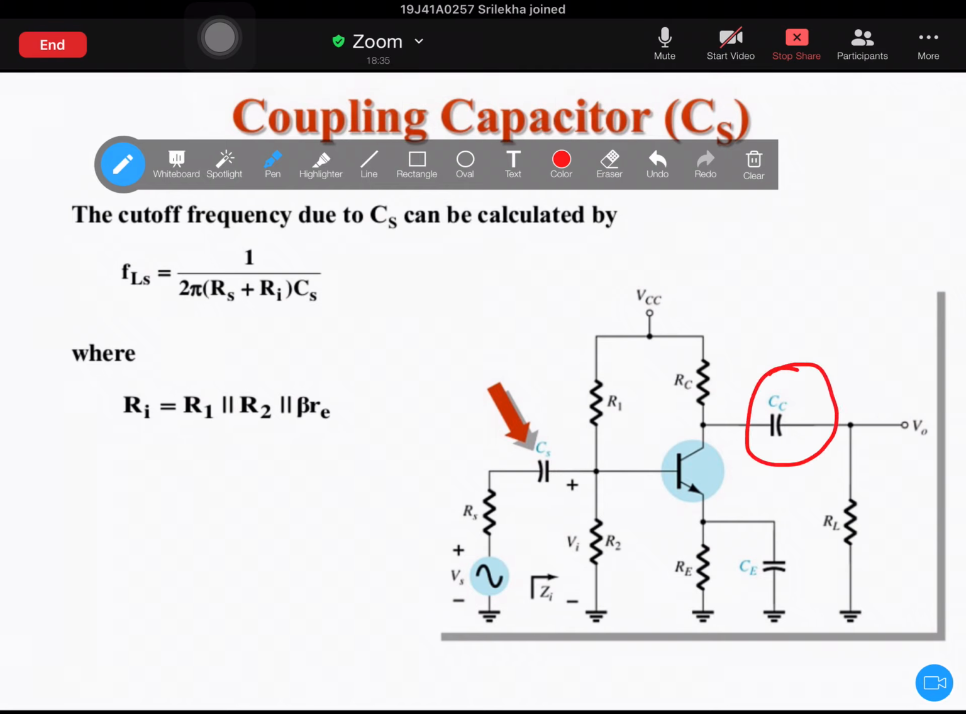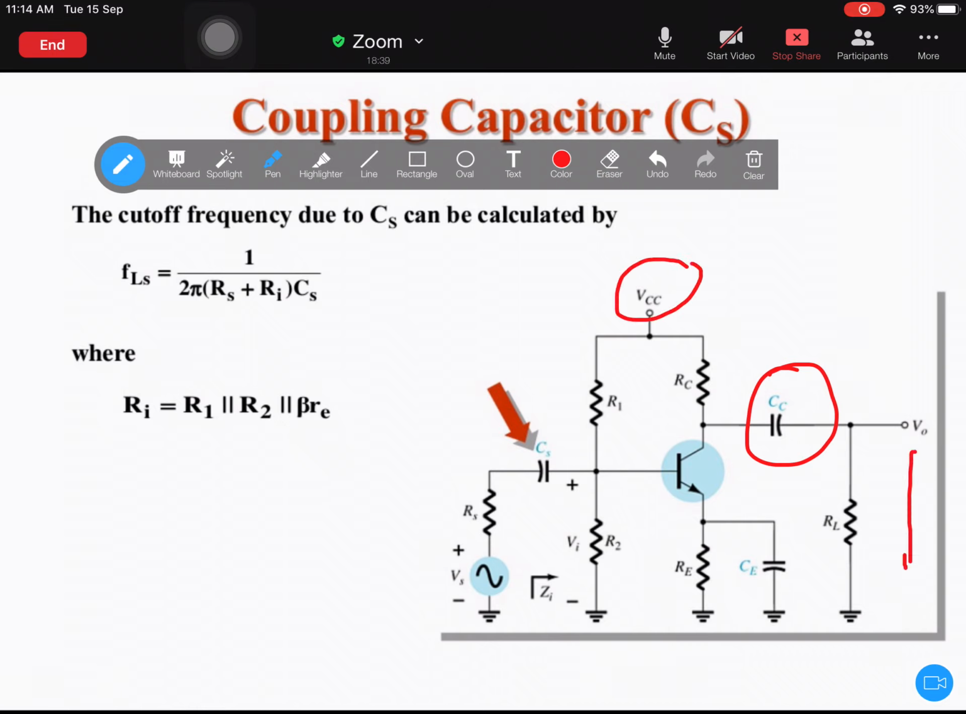Here also the same purpose. If this becomes a short circuit, then only DC voltage will be applied here. So dV by dt will become 0, which means that the current will become 0. That means this capacitor will essentially become an open circuit. So there won't be any current flow to the output side because of this capacitor. So this will isolate the output from the DC biasing voltage. That is one of the important features of coupling capacitors, an important thing that you have to know.